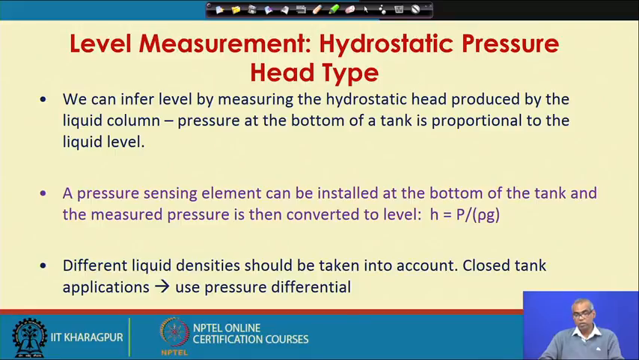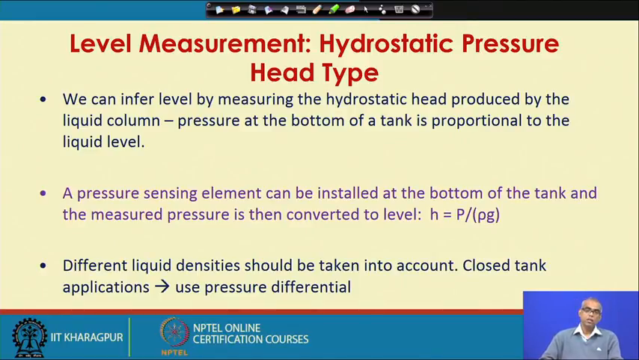Rho is the density of the liquid whose level we are measuring. So, P equal to rho g h, if you rearrange it, h equal to P by rho g. We can also write it as P by gamma, where gamma is the specific weight, which is rho times g. Different liquid densities should be taken into account. This equation h equal to P by rho g or h equal to P by gamma depends on the density of the liquid or the specific weight of the liquid. So, these different liquid densities should be taken into account.